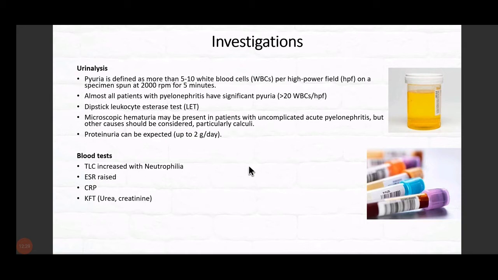CRP, that is C-reactive protein, correlates with the infection and the inflammation in the body. And definitely KFTs are required. It is the kidney which is being affected, and for various drugs, you should know the various interactions also.